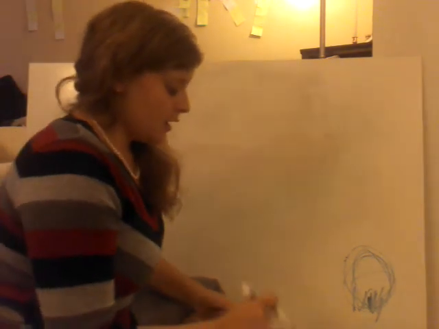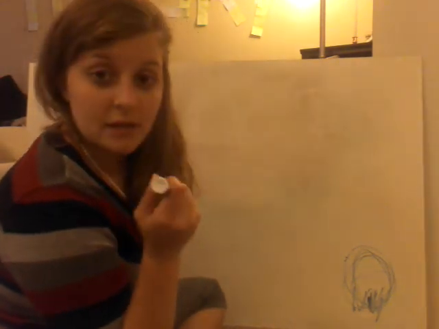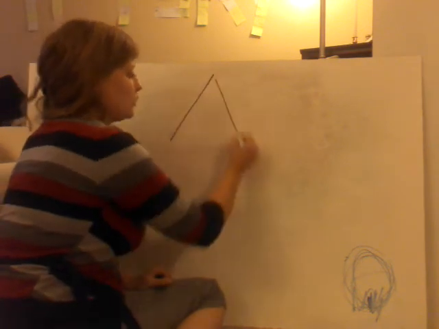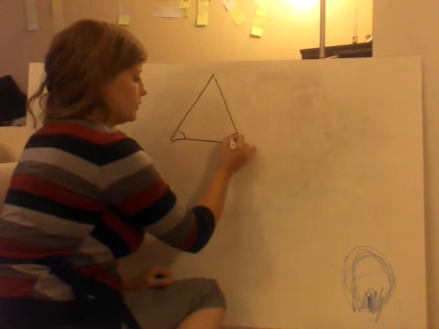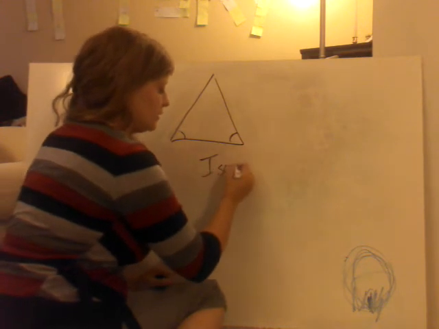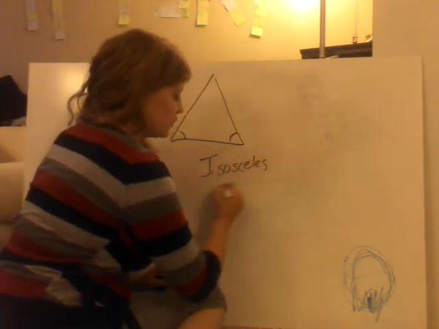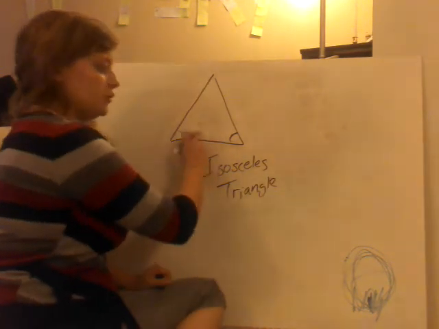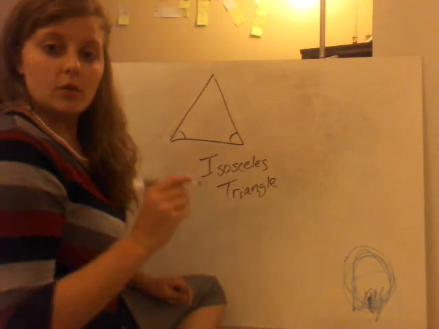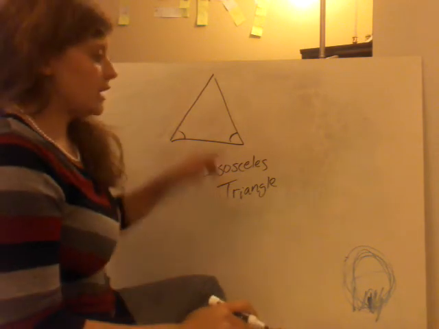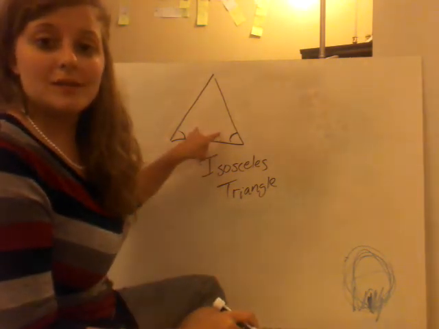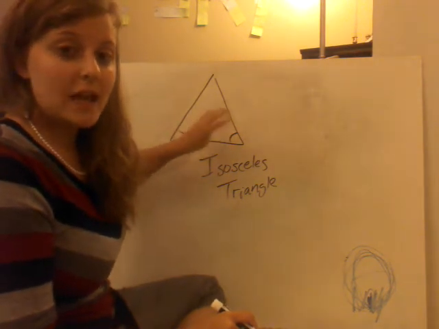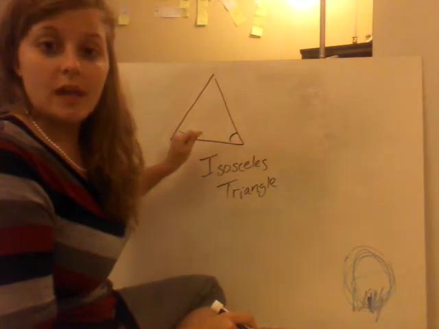Alright, next up, isosceles. We're going to go isosceles. An isosceles triangle has two congruent angles. So this is our isosceles triangle. It has two congruent angles. Now what do we know about congruent angles? Congruent angles are the same. Congruent meaning the same. So they have two identically matching, the same, however you want to say it, angles.